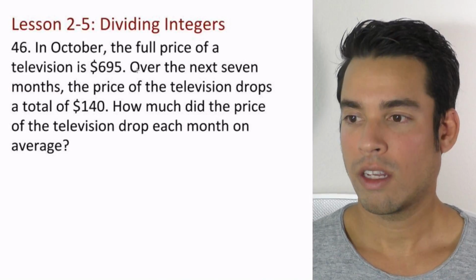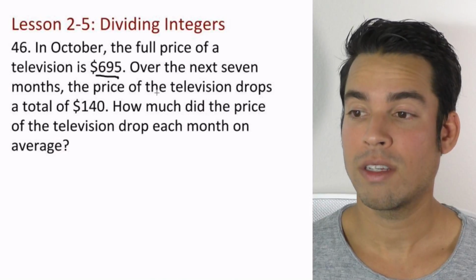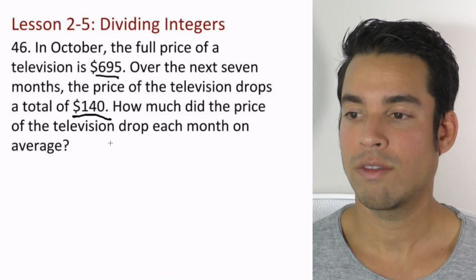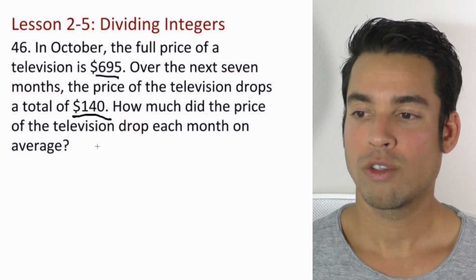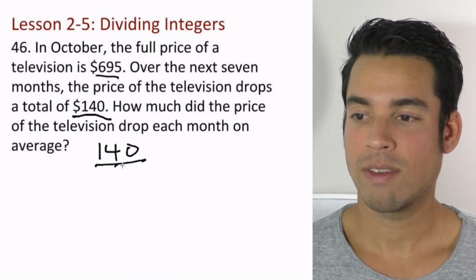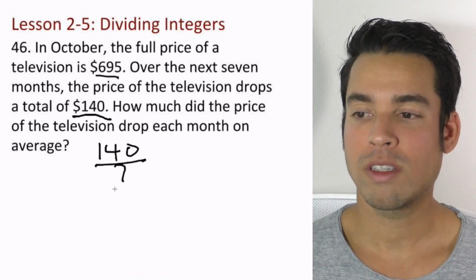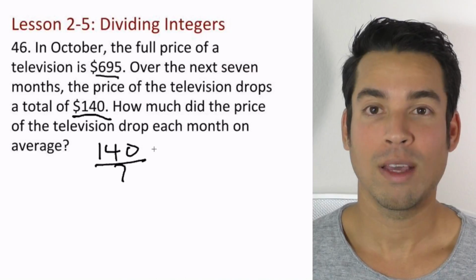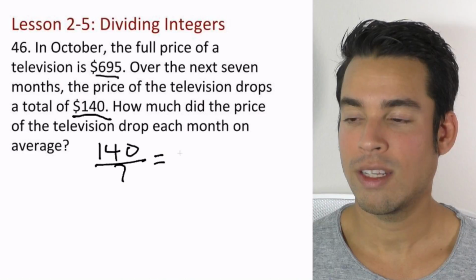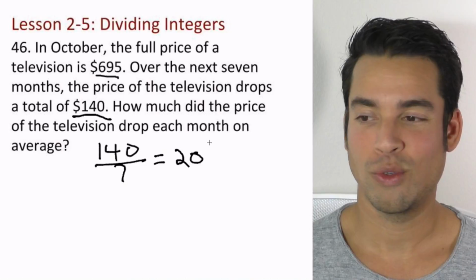It's a word problem. In October, the full price of a television is $695. Over the next 7 months, the price of the television drops a total of $140. How much did the price of the television drop each month on average? So 140 is how much it dropped total over 7 months. So if we want to know how much it dropped per 1 month, all we got to do is carry out this division problem, and that will give us our number. So if we said, hey, it dropped this much over this many months, let's do the division. That gives us 20. If you're not sure how, just do the long division and you will see.